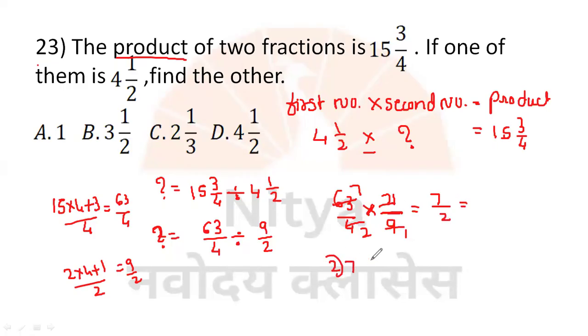So you have to convert it into a mixed fraction. 2 threes are 6 and 1. So the divisor here, 2 threes are 6 plus 1. So 3 and 1 by 2 is the answer. Look at the options: option number B, 3 and 1 by 2 is the answer. Okay, so next.